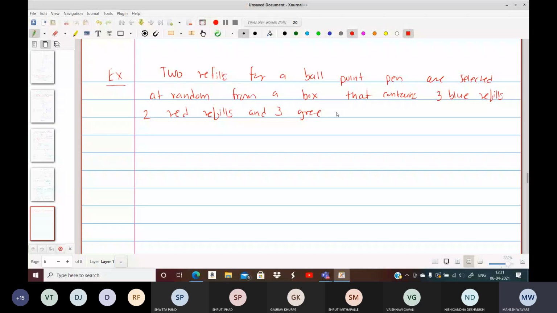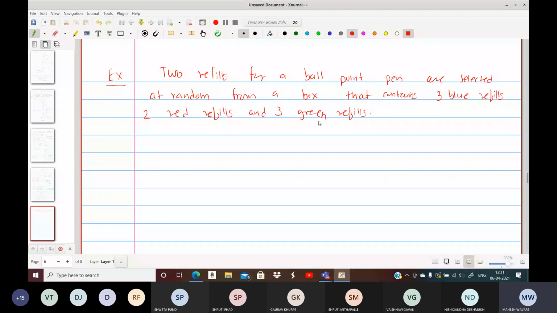From one box, 2 refills are selected at random. That box has 3 blue refills, 2 red refills, and 3 green refills. That means a total of 8 refills are there. Among those 8 refills, you are choosing 2 refills. That is your experiment. Now what x and y denote, I will mention here.